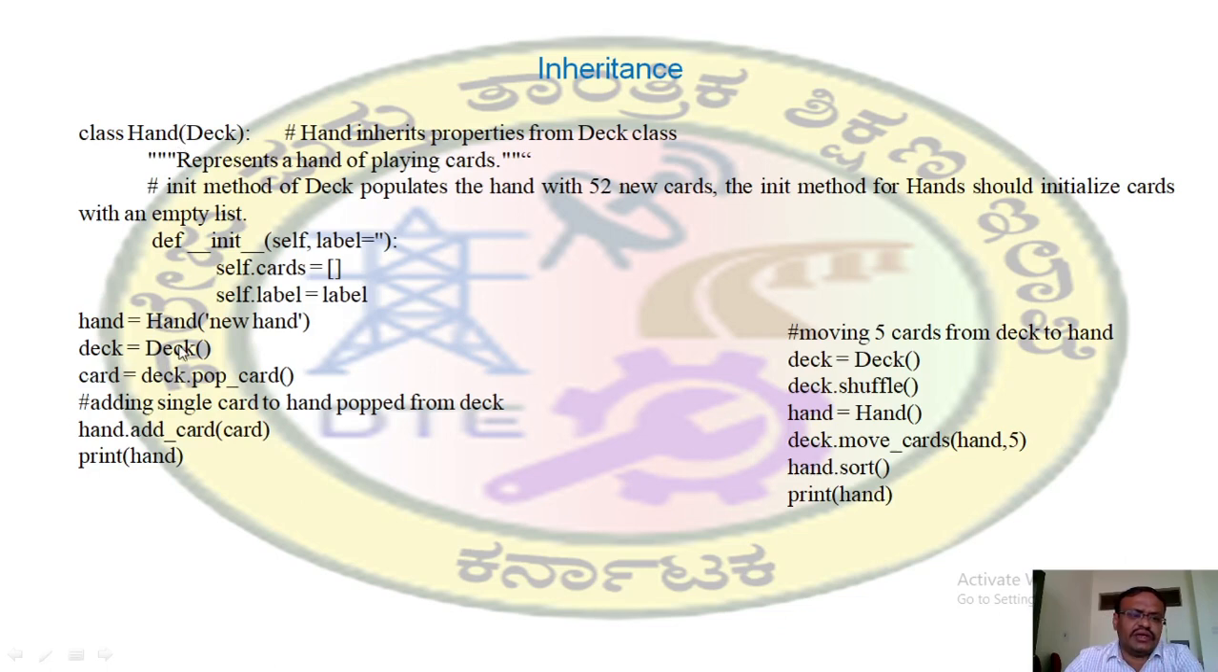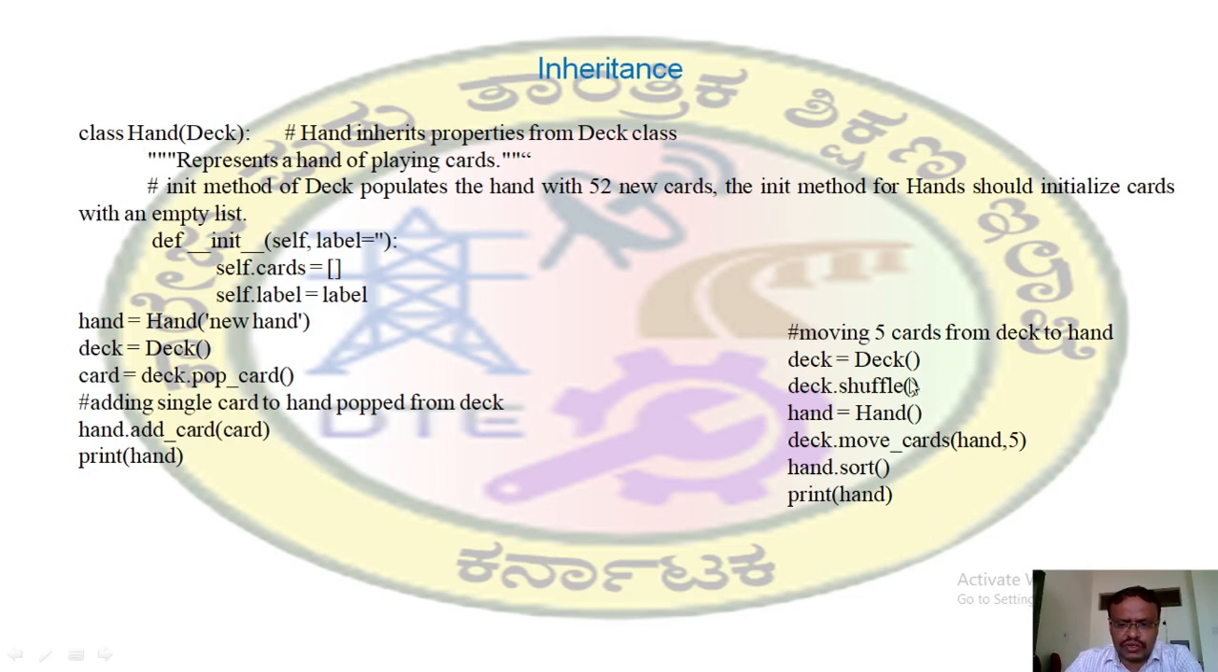That is, we are extending the property of a class called Deck by another class called Hand. This Hand is a new class and Deck is an existing class. We are extending the property of the Deck. Then we are removing one card from the deck and placing it into another object called the hand. Then we just print the collection of cards that is there in the hand.